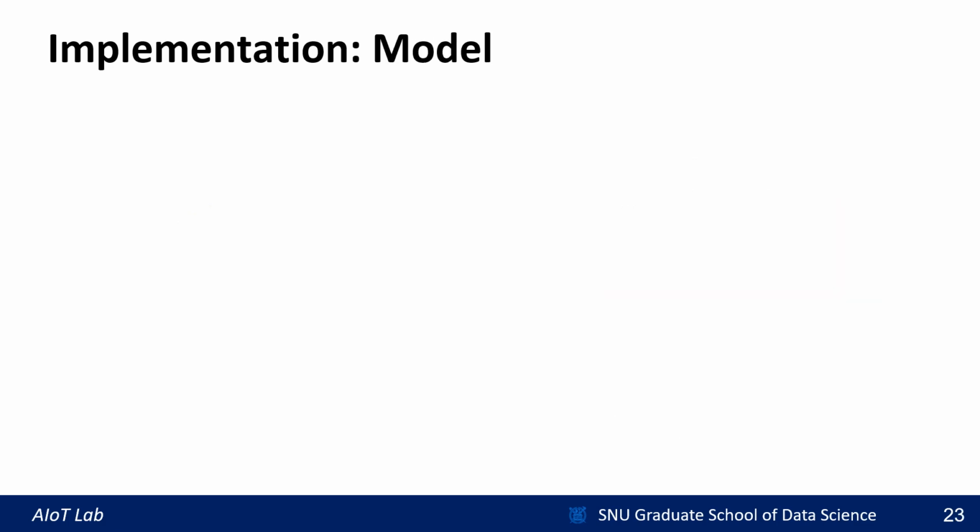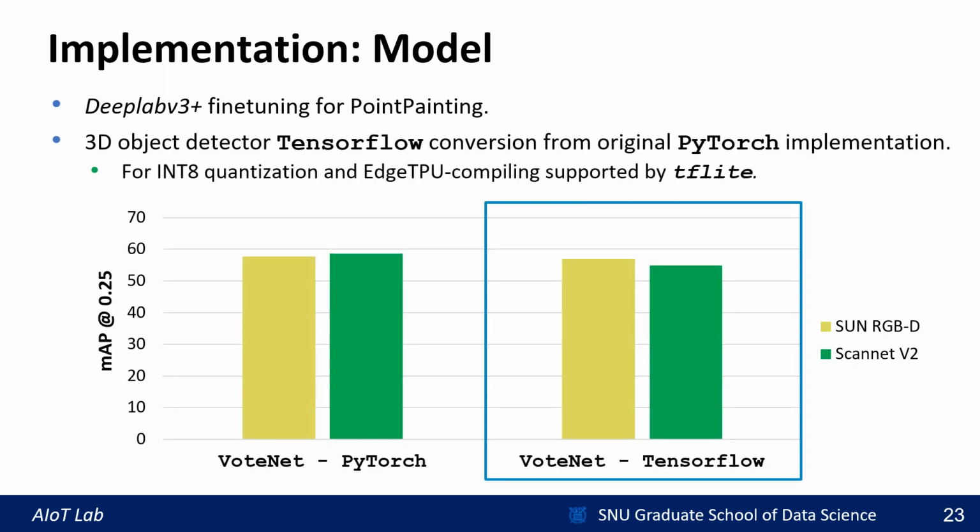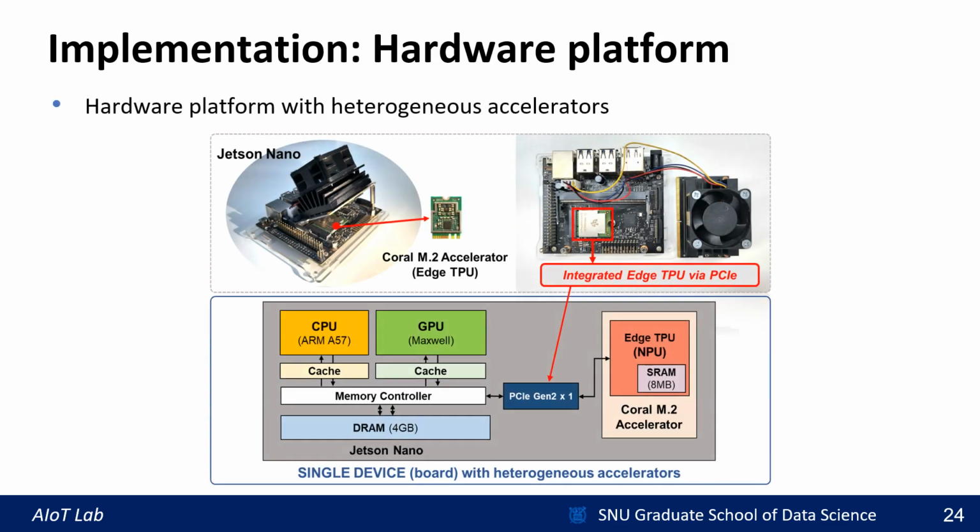Next, model implementation. We used DeepLab v3+ for point painting. Also, we re-implemented 3D object detectors in TensorFlow and achieved comparable accuracy. This conversion is to utilize 8-bit integer quantization and edge TPU compiling supported by TF-Lite. This is our hardware platform for evaluation. We used Jetson Nano for mobile GPU and integrated Coral Edge TPU into it, via PCI Express.